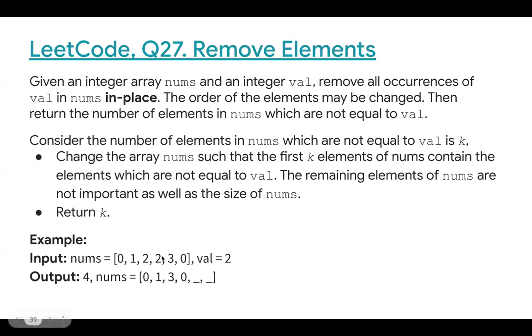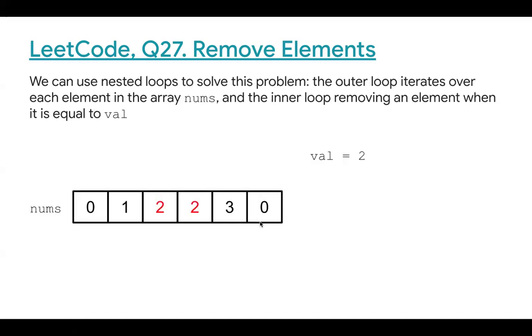Okay, so at the end, there's an example. If the input array is this one and val is equal to 2, we basically want to remove the occurrences of number 2. So at the end, we should return 4, and there are 4 elements in this array, 0, 1, 3, 0, that are not equal to 2, right? Okay, now I hope everybody is clear about the requirement, and now let's look at the solution.